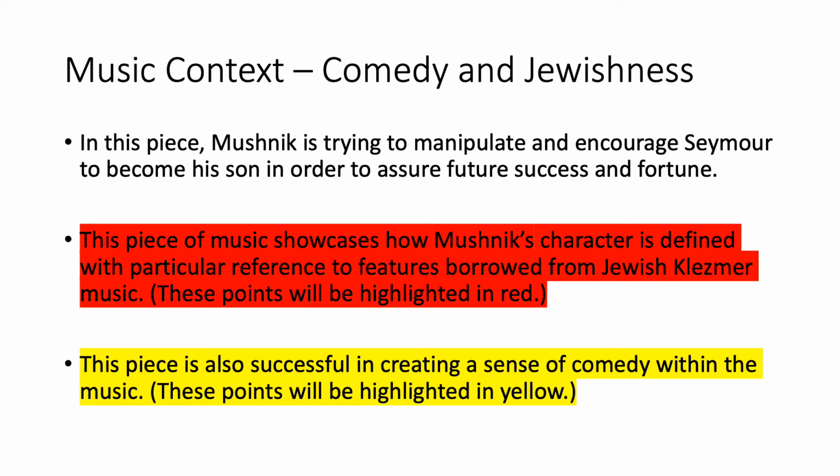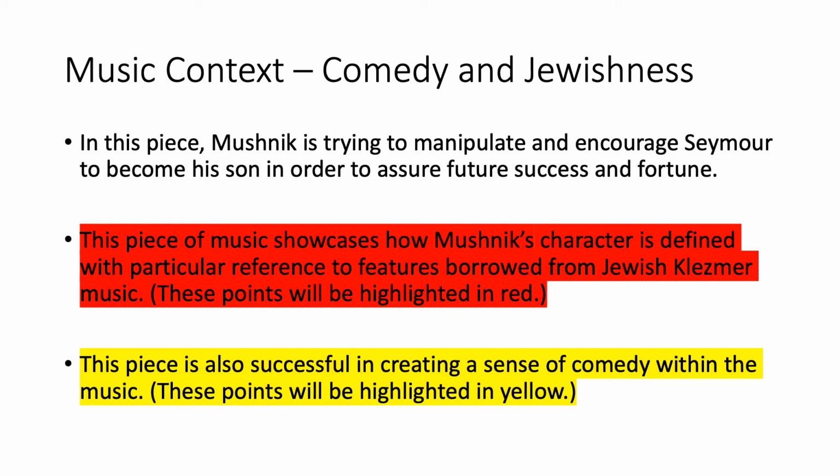Totally up to you. So, musical context: comedy and Jewishness. This piece of music is characterised by 2 things. I always like to think of set works like this: there is a reason why AQA has chosen this piece as one of your set works. The reason we're looking at Mushnik and Son out of all the different pieces in Little Shop of Horrors is because it's quite easy, and there are blatant things that have been done musically to try and convey a sense of something. In this instance, it's comedy and Jewishness.